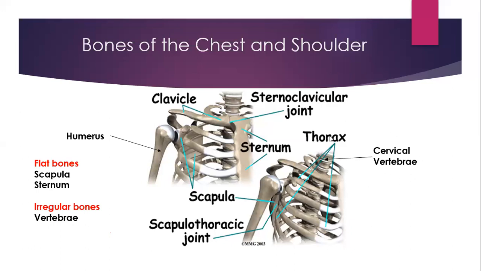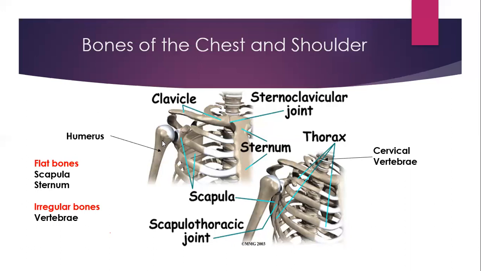And lastly, you've got your thorax. If you can't see it, this is pointing to all of these bones here. So your thorax is the scientific name for your rib cage.